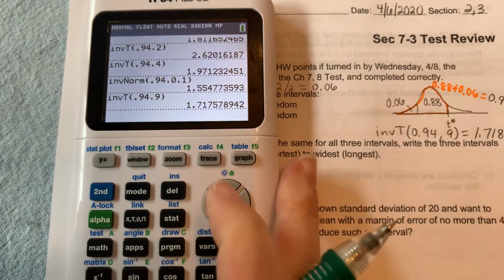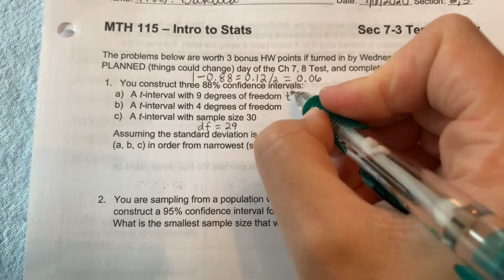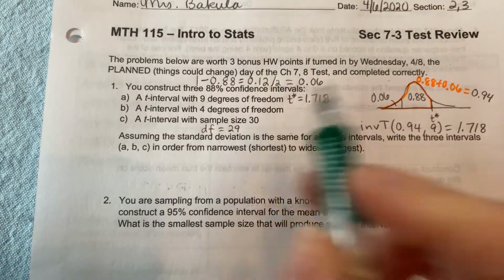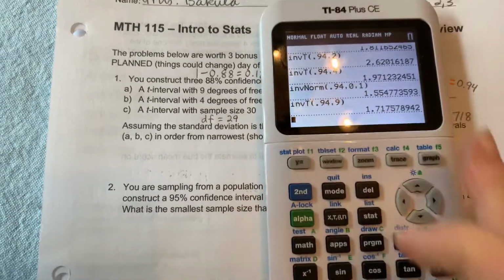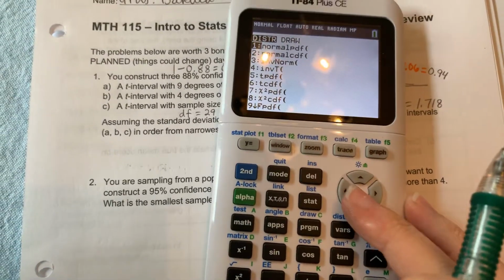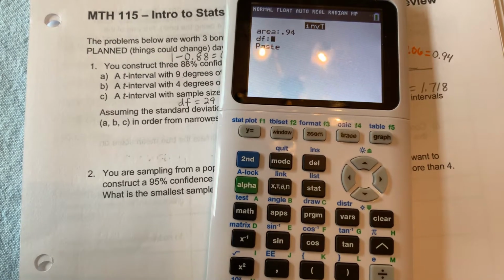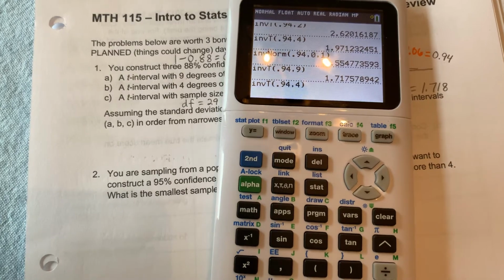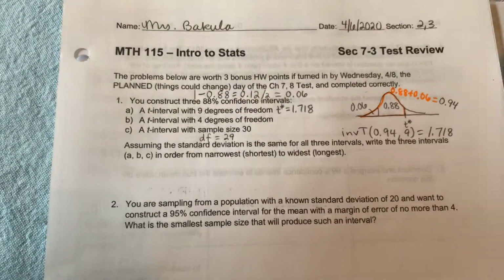1.718. Okay, so again, that's the T star value for A, 1.718. We could do the same thing for B. It has that same area, but now we're going to replace our degrees of freedom with 4. So again, I go to second distribution, choose the fourth one, inverse T. Area is the same, 0.94. Degrees of freedom now are just 4. Hit enter over paste and hit enter one more time to get 1.971 if I round to 3 decimal places.